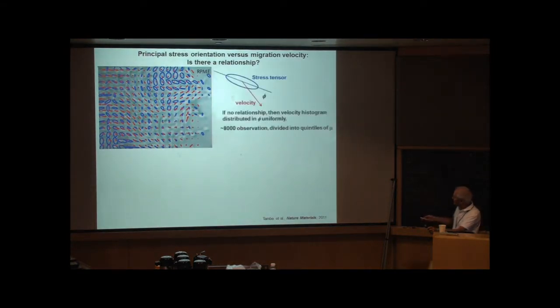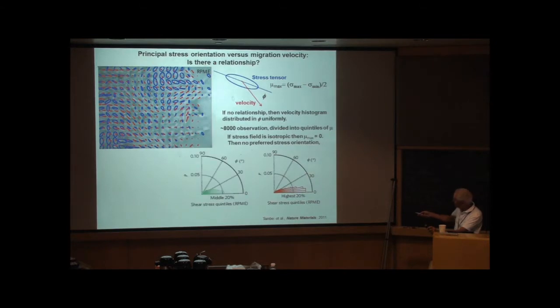Let me just skip. This is actually the doc. I'm going to skip this. This is just showing that the cell motion is highly correlated with the maximum principal orientation. So that's the statistical support for that.